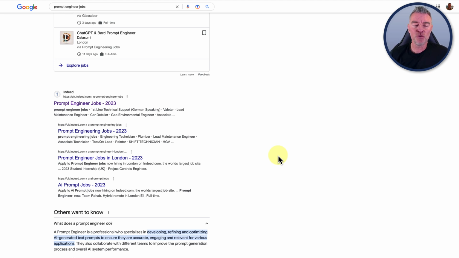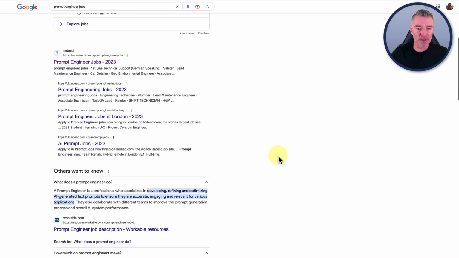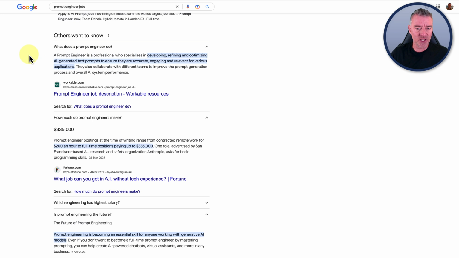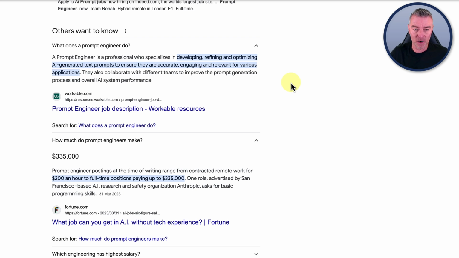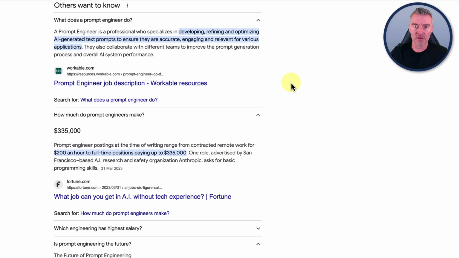People who can use amazing prompts to then generate specific outcomes that the company needs that will save them time, make them more productive. So it's a big deal. And if we just scroll down through the results here, there's a good description here of what a prompt engineer does. So let's get that straight. A prompt engineer is a professional who specializes in developing, refining, and optimizing AI-generated text prompts to ensure they're accurate, engaging, and relevant for various applications. They also collaborate with different teams to improve the prompt generation process and overall AI system performance. So that's why they're very useful, and that is the role.